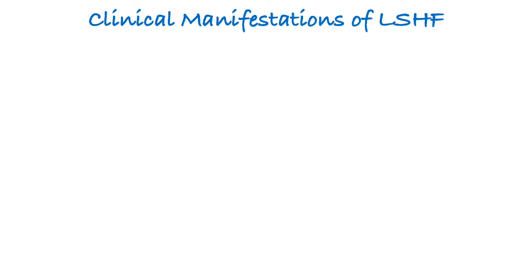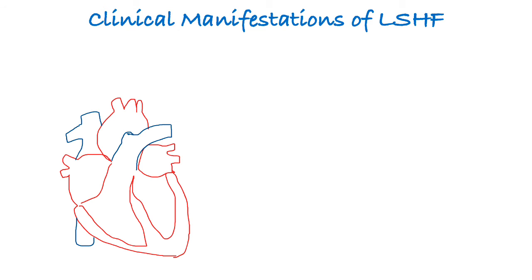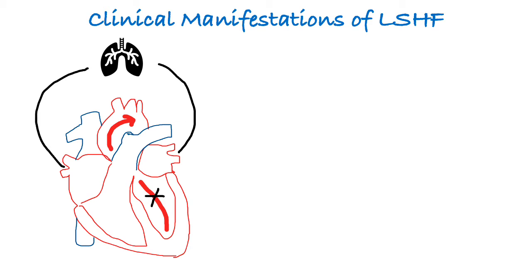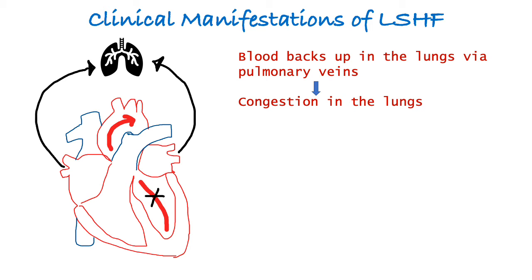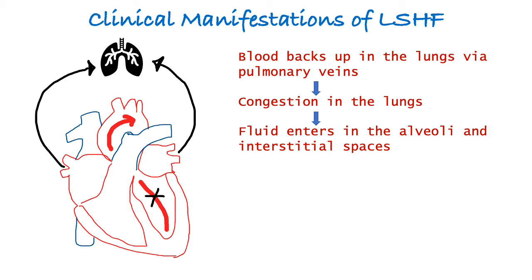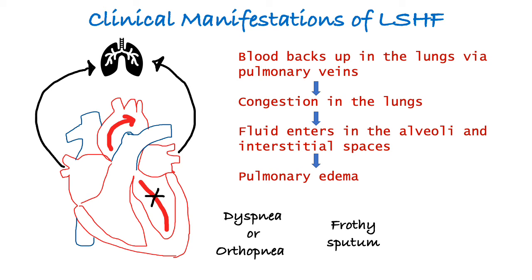Clinical manifestations of left-sided heart failure are those of pulmonary congestion. When the heart cannot pump enough blood out, it accumulates in the left ventricle, which then backs up into the lung, causing congestion. This is called congestive heart failure. The increased fluid in the lung then enters the alveoli and the interstitial spaces. This results in pulmonary edema. The symptoms of left-sided heart failure are then dyspnea or orthopnea due to difficulty in gas exchange, frothy sputum, and crackles audible upon auscultation.